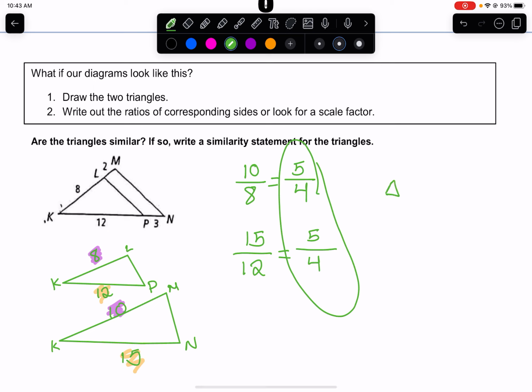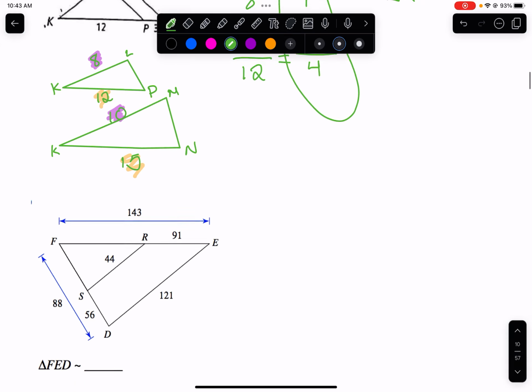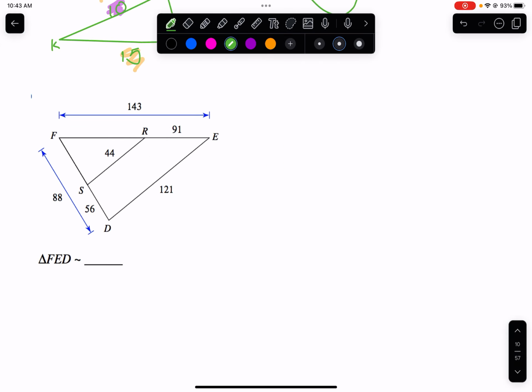So if I was going to write a similarity, K matches with K, we matched KM and KL, and then we're left with N and P. So again, we'll write out our two triangles.